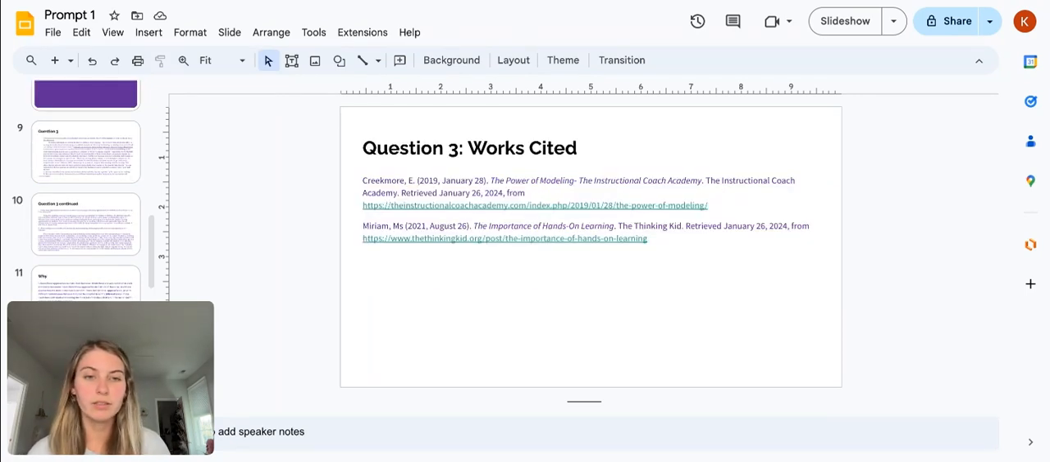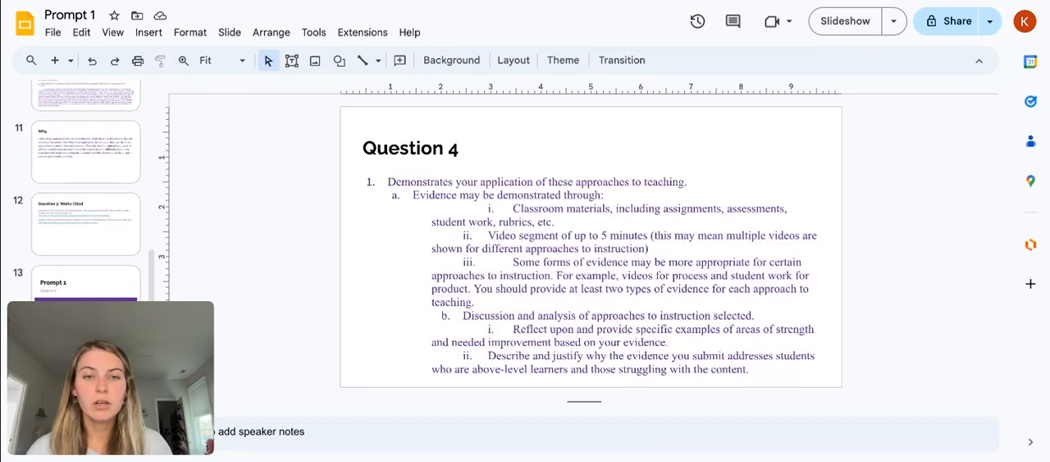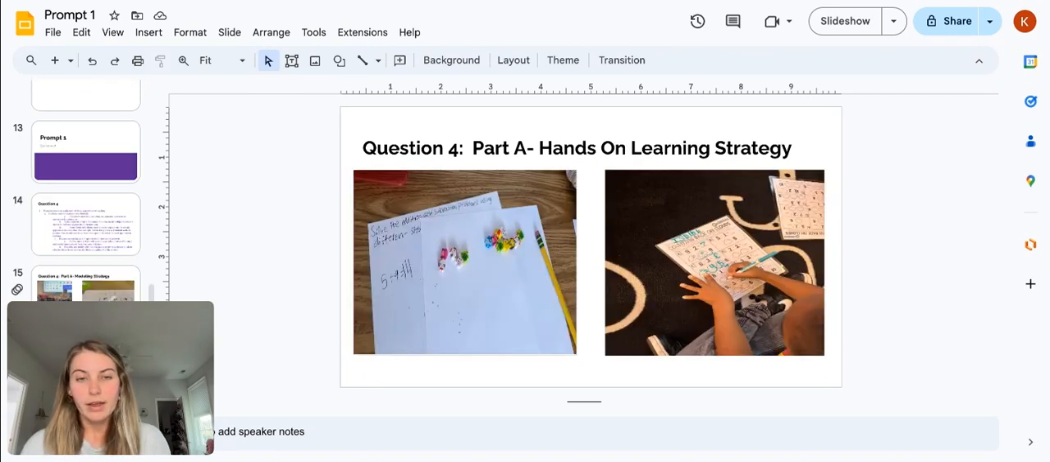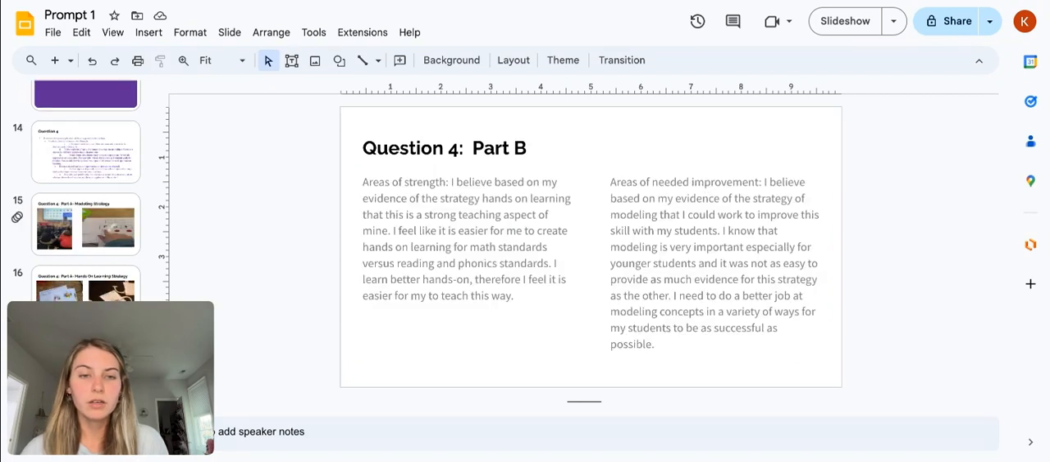And there's my works cited page. Question 4 was all of the evidence. So I will let you watch that later, but these are my modeling strategies during phonics and small group. And then hands-on learning strategies. I use these examples of math that I did with different students.